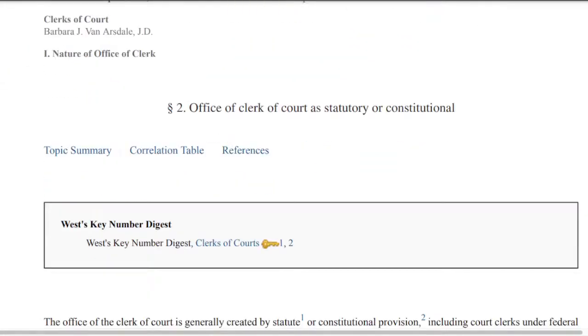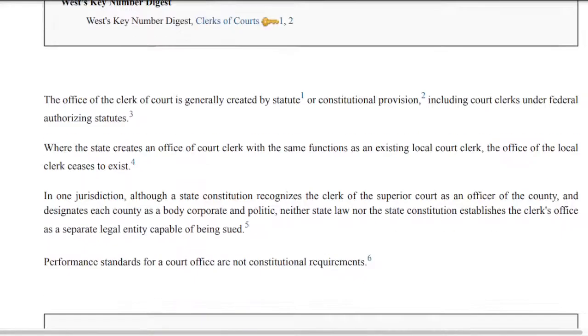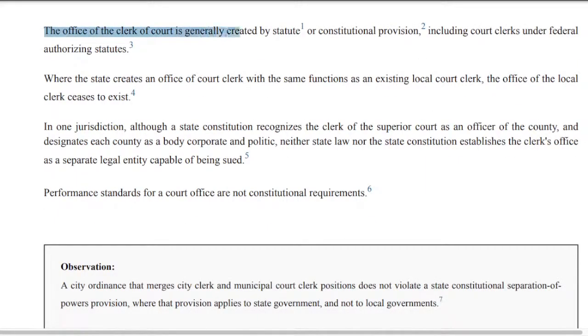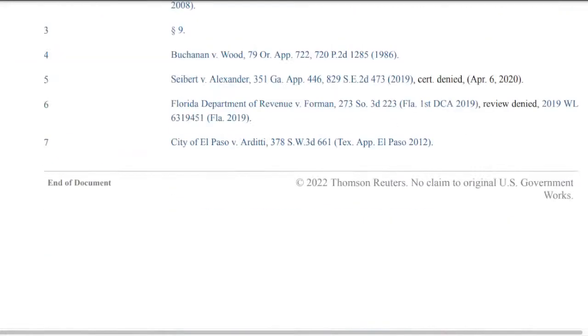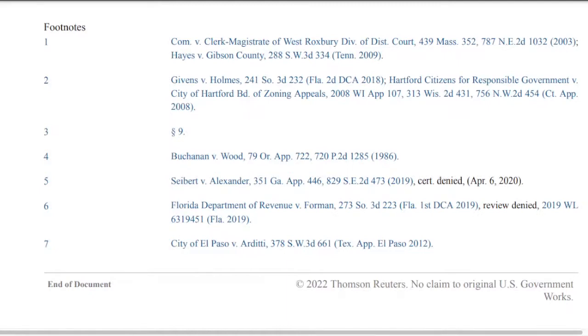Next section. Section 2. Office of the clerk of court as statutory or constitutional. So here we get to some important aspects. The office of the clerk of court is generally created by statute or constitutional provision, including court clerks under federal authorizing statutes. So, like we read before, for the federal aspects, there's authorizing statutes, right? Even the ones under federal authorization statutes, the office is generally created by statutes or constitutional provision. So where the state creates an office of the court clerk with the same functions as an existing local court clerk, the office of the local clerk ceases to exist. That's footnote 4, and that's Buchanan versus Wood, looks like Oregon, 1986.